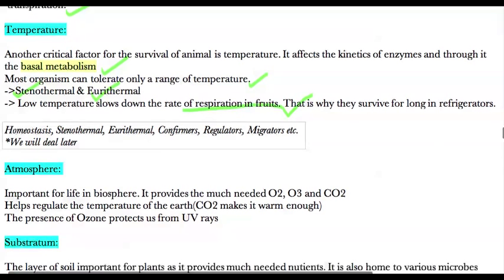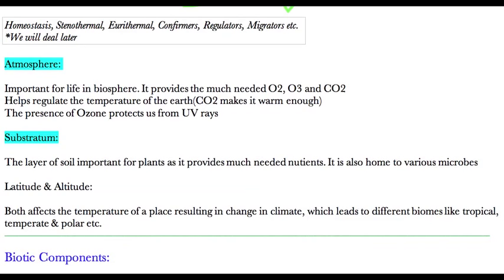The next abiotic component is the atmosphere. It is very much important for life in the biosphere. It provides the much needed oxygen, then ozone and carbon dioxide. It helps regulate the temperature of the earth. CO2 makes it warm enough.